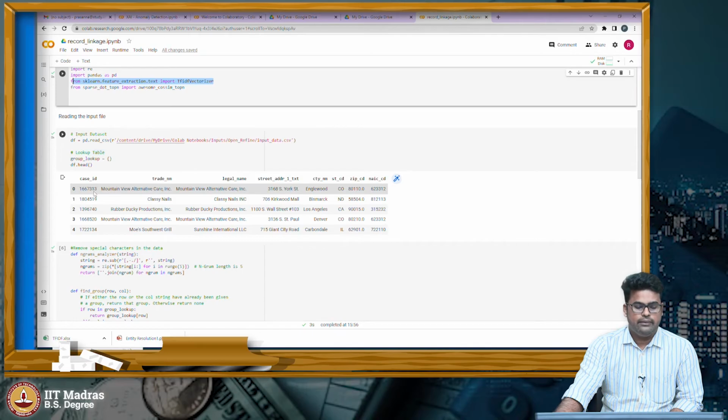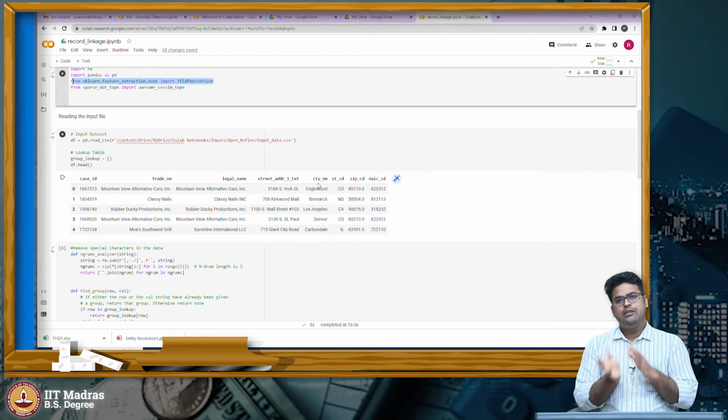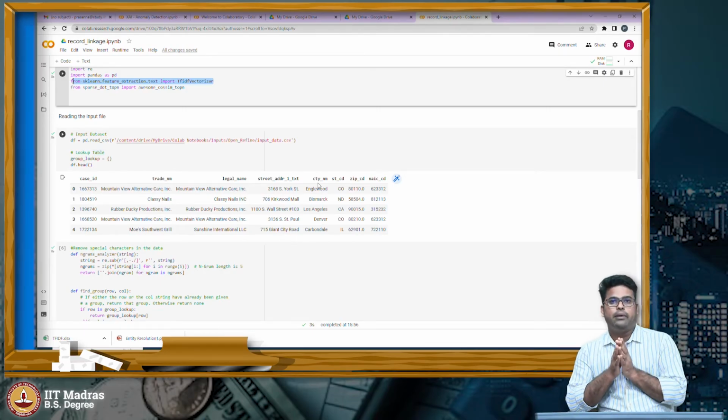So this is my input data, the sample which I picked. You can think of this as a customer base where there's a trade name, the business in which the customer is working, the legal name, the address, and the country name. So switching back to our problem at the beginning.